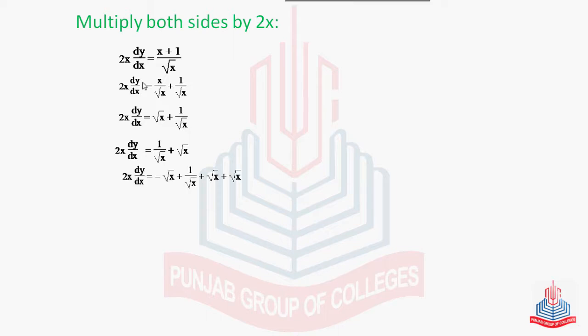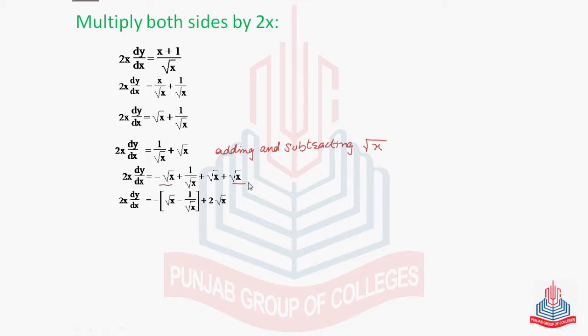2y dy by dx is equal to minus square root of x plus 1 by square root of x plus square root of x. Actually, here we just apply adding and subtracting square root of x. So this is the square root of x with subtraction, and this one is by addition.